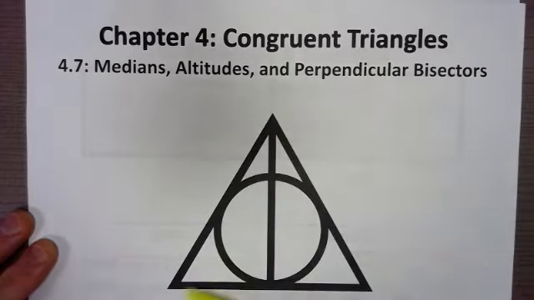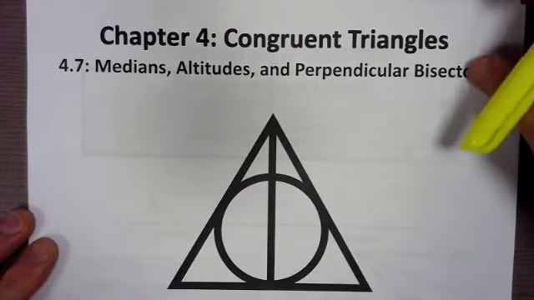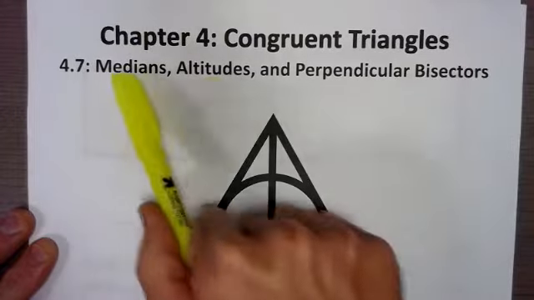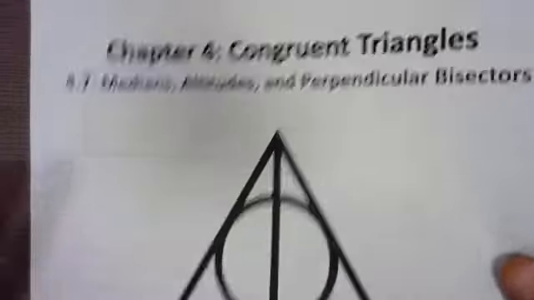So as we go through the lesson, hopefully you'll understand why the Deathly Hallows, which is what this symbol is if you haven't read Harry Potter, relates to medians, altitudes, and perpendicular bisectors. All right, let's get going.